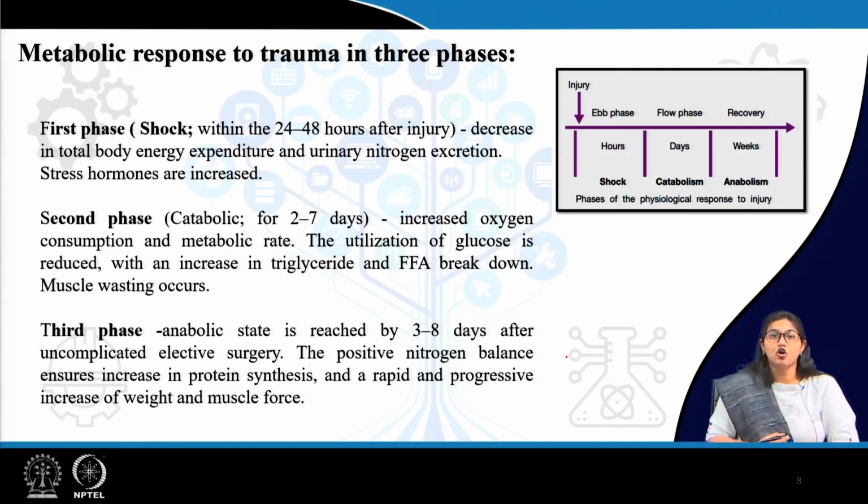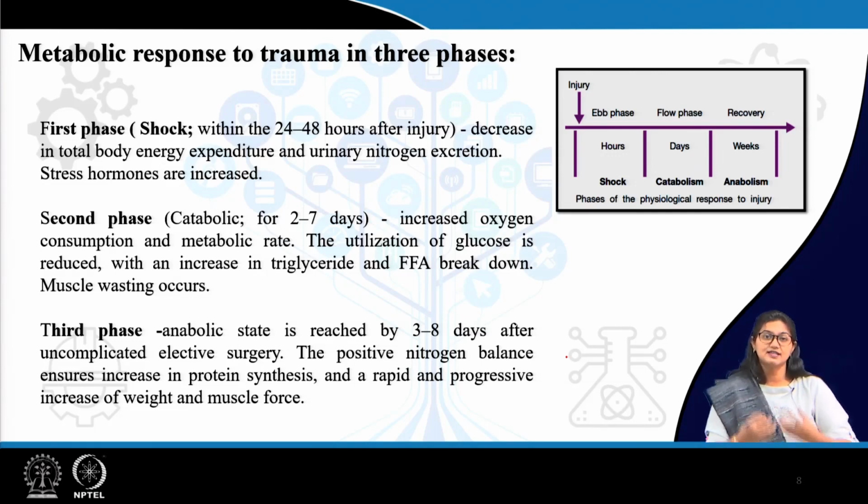In the second phase, which occurs in 2 to 7 days, that is basically the time of the phase of flow, when the body starts to adjust with what has happened. So, basically there is catabolism. At this phase, the energy requirement is high. So, oxygen consumption is high, metabolic rate is high, utilization of glucose is reduced, as I already told, there is an environment of insulin resistance. So, the energy will come from triglyceride derived free fatty acid as well as proteins from muscles, proteolysis. So, there will be muscle wasting.